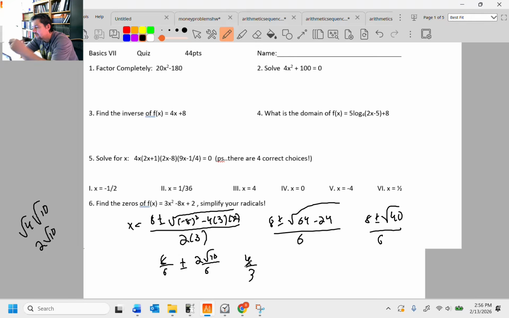Heck, we had the same one on the twin because we'd had a 2 over 6 and an 8 over 6. We just had a different number inside the radical. 2 over 6 is a third. Ones are understood. Root 10 over 3.